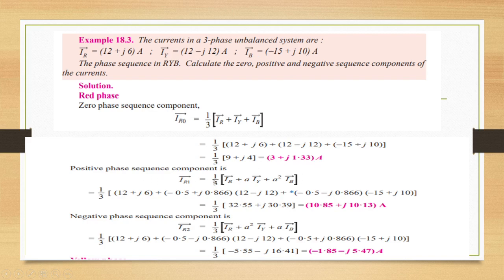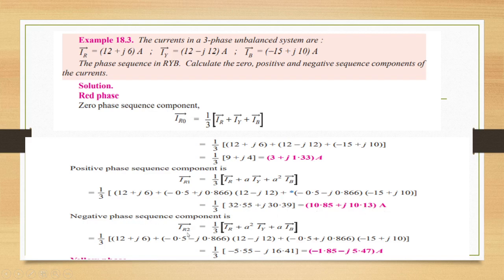So first sequence component IR1 is one third of IR plus A IY plus A square IB. Substitution of all the values. See, in rectangular form A value is minus 0.5 plus J 0.866. A square value is minus 0.5 minus J 0.866. So add all the values in rectangular form. Convert them into polar form. Here it is not converted, but you can convert it. So 10.85 plus J 10.13 amps.